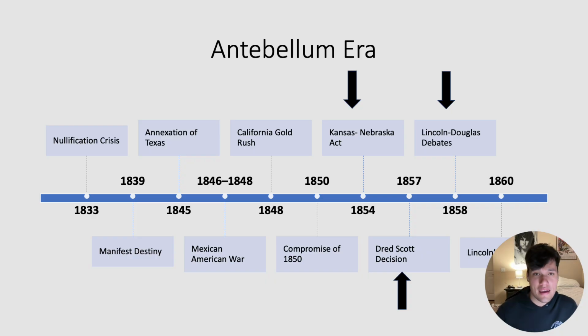So we're met again with the antebellum era, right? We've been over the nullification crisis, manifest destiny, annexation of Texas, the Mexican-American War, and the Compromise of 1850. And now today we're going to be talking about the Kansas-Nebraska Act, the Dred Scott decision, and the Lincoln-Douglas debates.